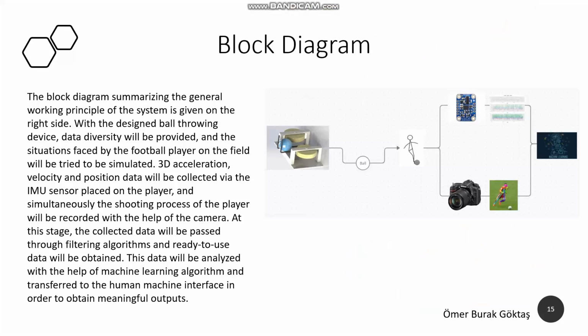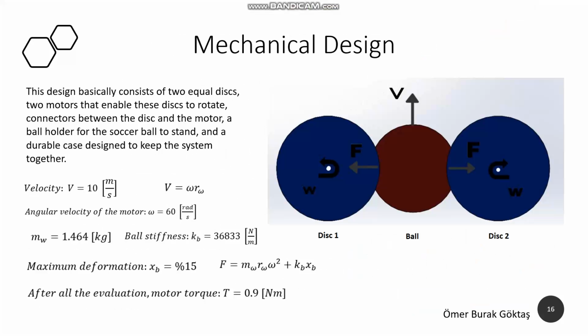The block diagram is simply as follows. A ball is placed on the ball thrower and thrown. The player takes a shot towards the target with the thrown ball. At the moment of shooting, the player's body position estimation is made with the camera. Three axis acceleration values are taken with the IMU sensor. This data is processed and made ready for machine learning, and results are obtained with the machine learning algorithm.